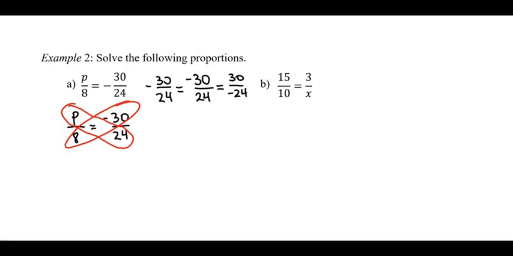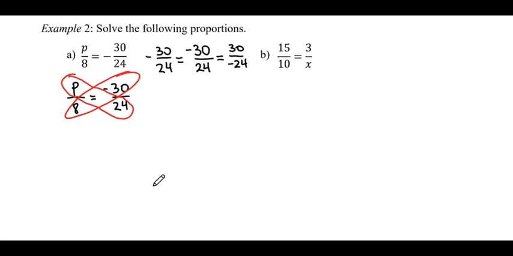Okay, so let's go ahead and look. So we have 24p equals, and then negative 30 times 8 is going to be negative 240. All right, and this is a one-step equation.